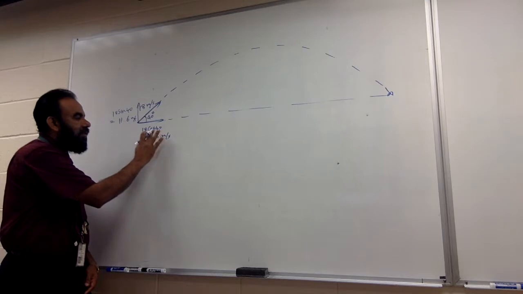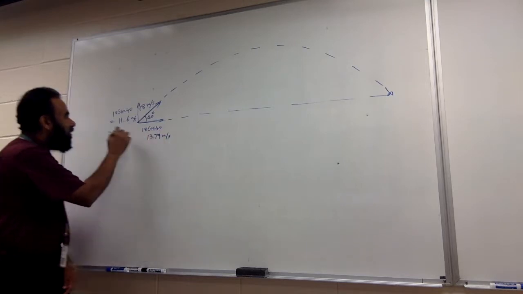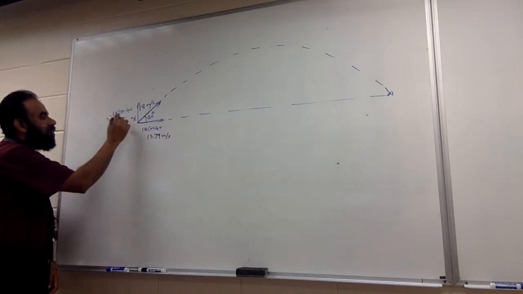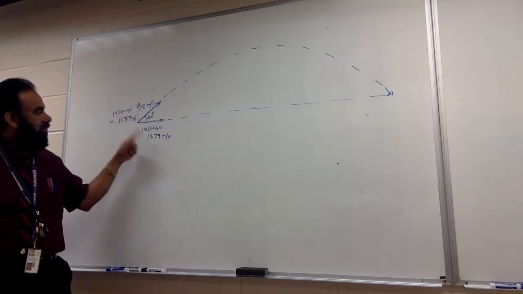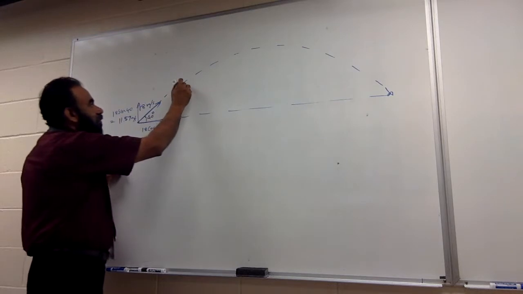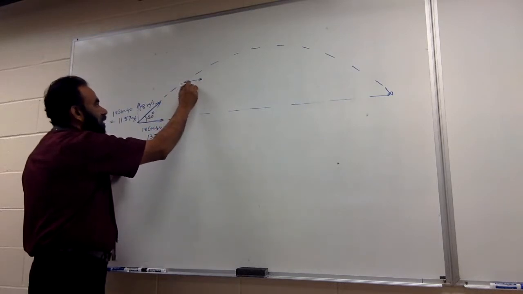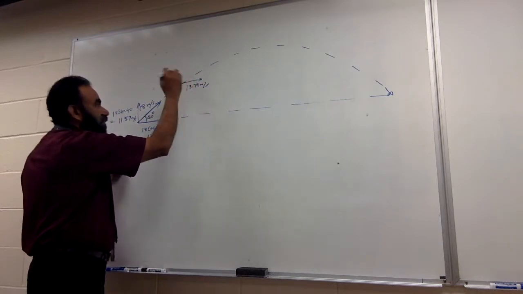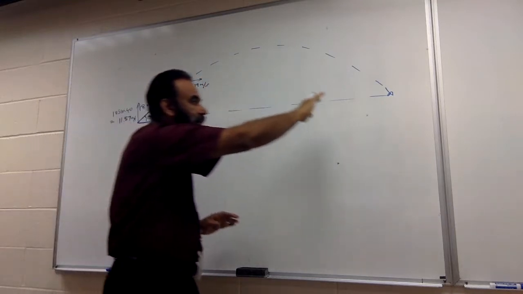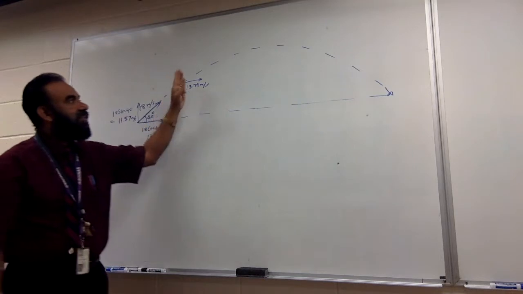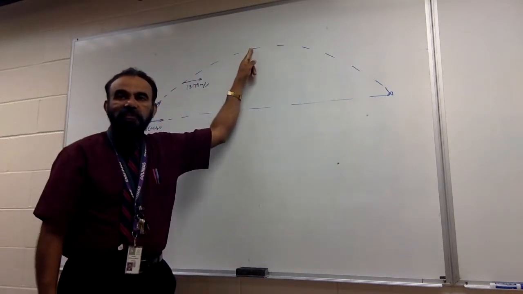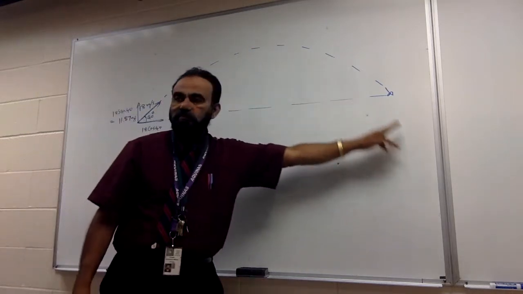13.79. Okay, I'll put 79. And the vertical, 11.57. I'll leave it there. All right. Now these are the two components. So what is going to happen is this 13.79 meters per second is going to stay the same all through. The vertical component is the one which is affected. It will change. What's the vertical component right there? Zero, and it comes down.